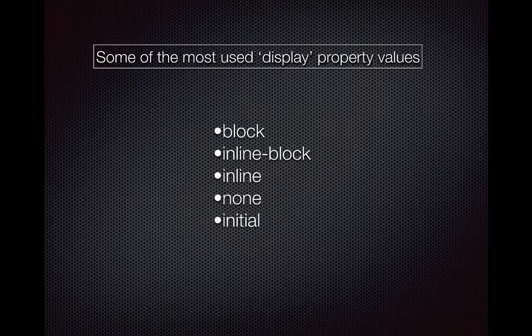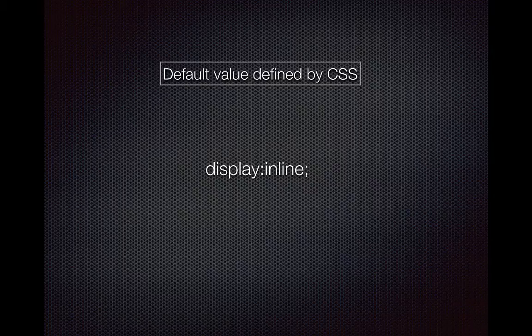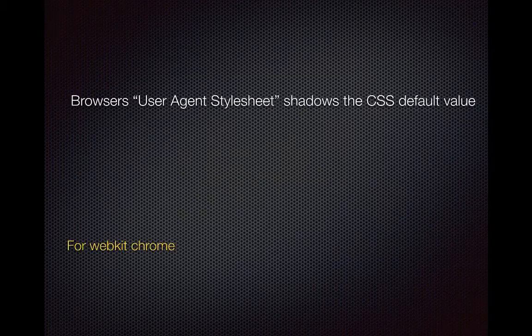Now let's quickly look at some of the most used values of the display property. I'm not covering all the possible values, I'm just going to cover all the main ones. First of all, the default value defined by CSS is actually inline. However, browsers have something called a user agent stylesheet, and it has its own default values, which actually shadow the default value defined by CSS. Now remember, each browser will have its own user agent stylesheet, which means that this default value could differ from browser to browser. Not all the browsers would have huge differences, but there will be some differences.